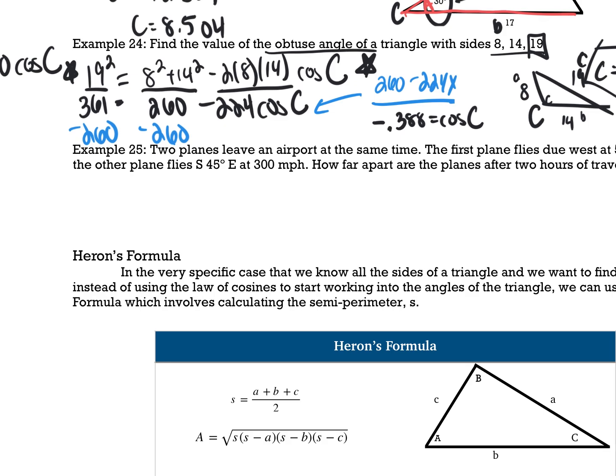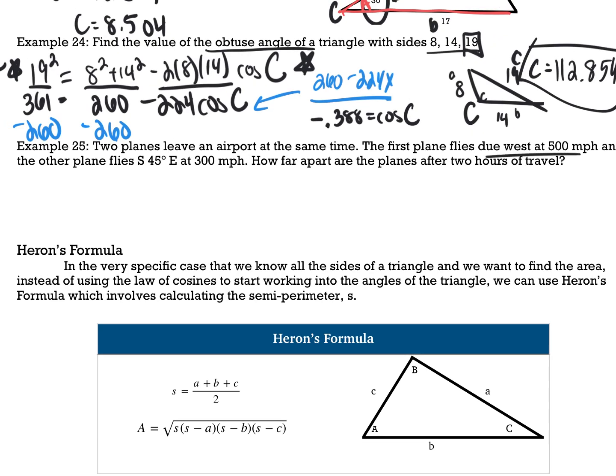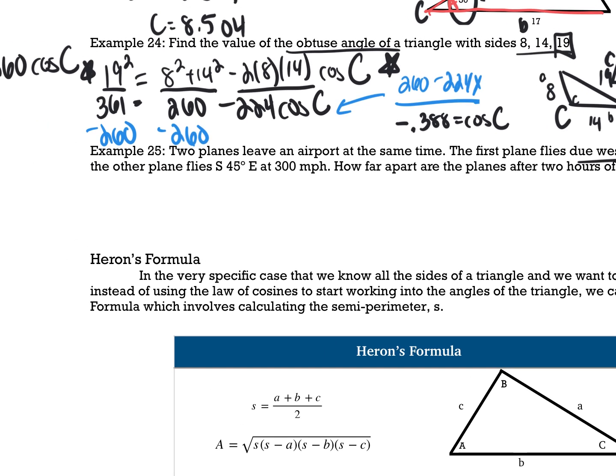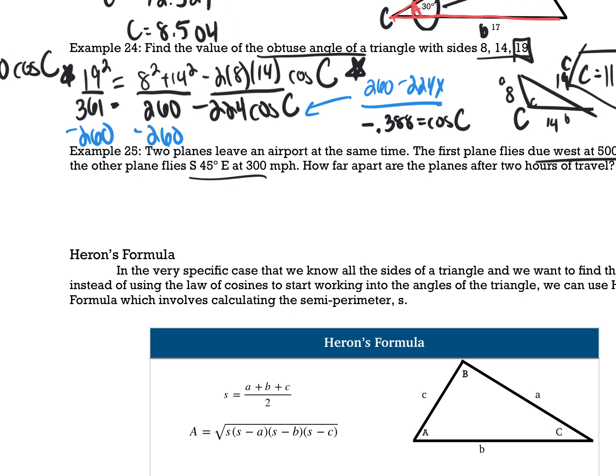Okay, and now we have another example here using bearings. Two planes leave an airport at the same time. The first plane leaves due west at 500 miles per hour, and the second plane flies south 45 east. So let's draw the first plane. Let's say this is the airport here. Due west means it's literally just going directly to the west, no angle. That's going to be 500 miles per hour.